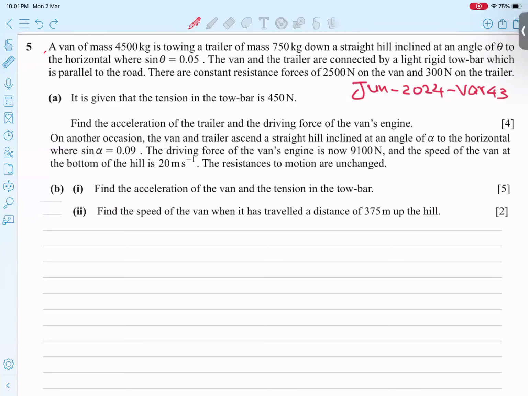Bismillah ar-Rahman ar-Rahim. This is June 2024, variant 43, question number 5. And again, it is a question of connected particles. A van of this mass is towing a trailer of this mass down a straight hill, inclined at angle theta to the horizontal. Check the situation condition, please.